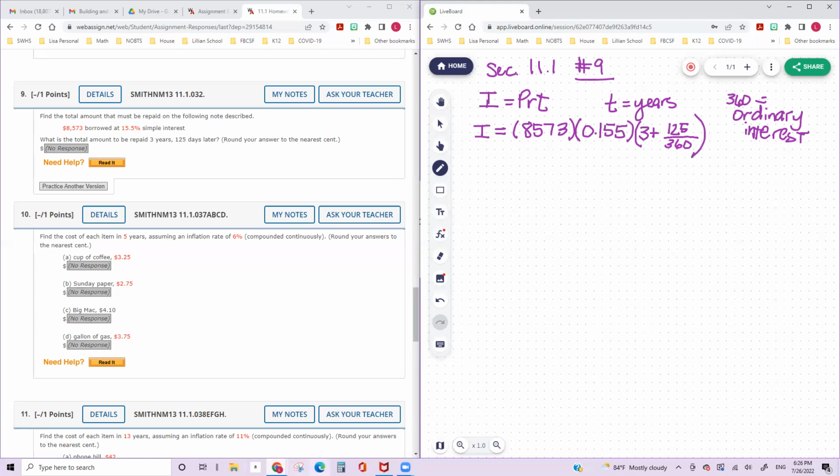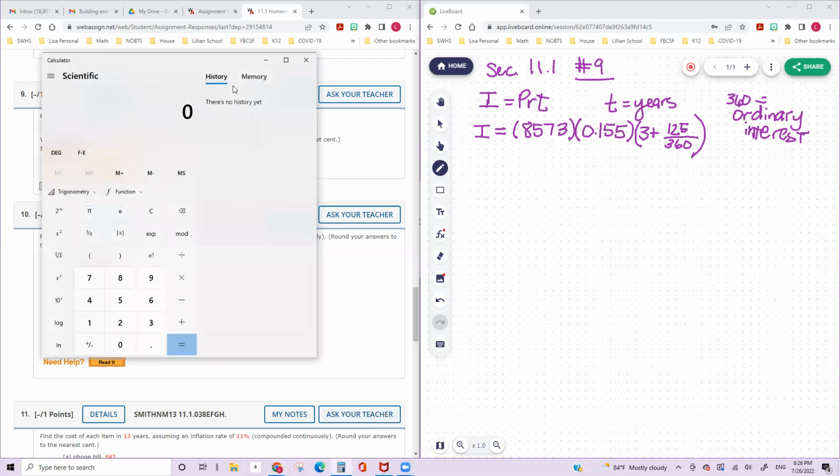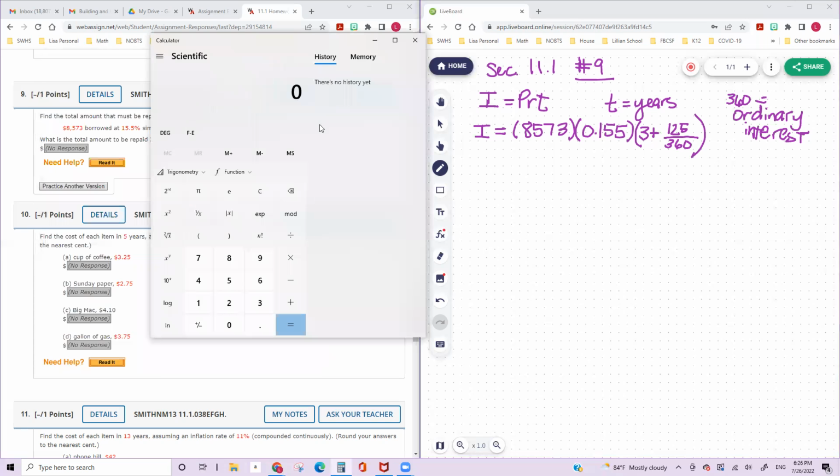Now I'm going to show you how we're going to put this in the calculator all at one time. I'm going to pull up my calculator, and I'm going to enter this exactly like I see it here. I'm going to do 8,573 times 0.155, and then times, but I need to use some parentheses here: parentheses 3 plus 125 divided by 360.